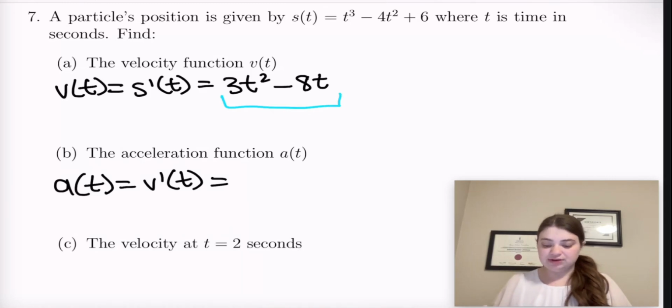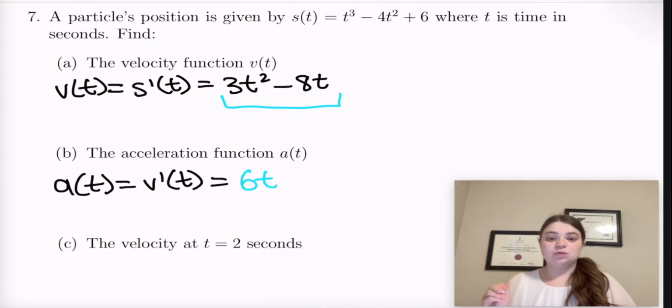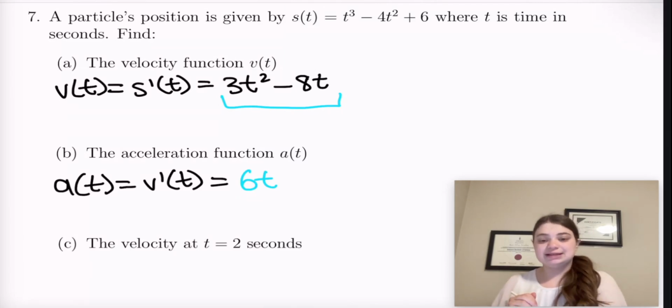All right, so what's the derivative of 3t squared? We'll multiply that 3 and that 2 to get 6. And then 2 minus 1 gives us 1. So this would just be 6 times t to the power 1, or 6 times t.